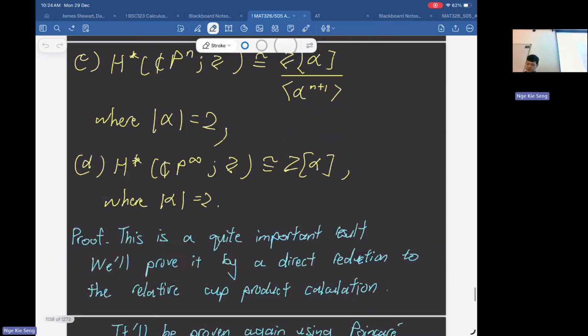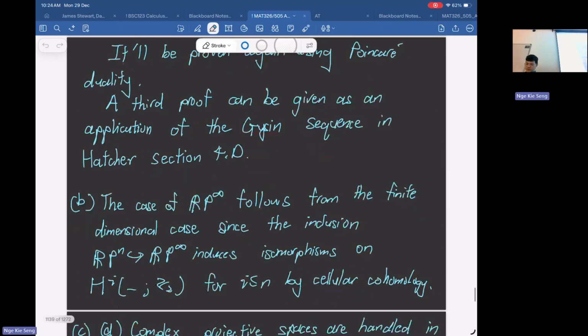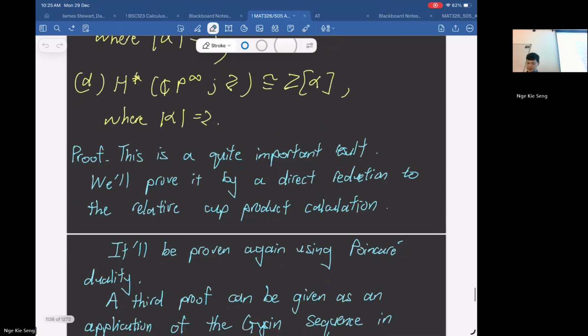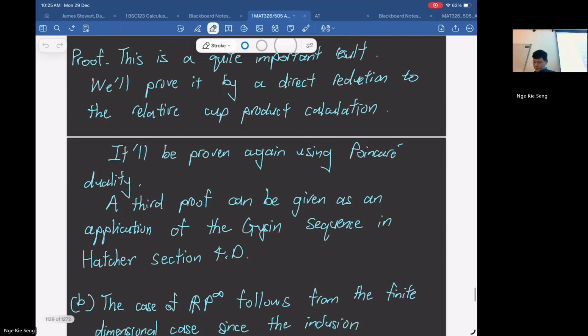Yeah, why is this proof so long? There are actually several proofs. One is you have to compute using cup product, actually relative cup product, or later you can use Poincaré duality, or you can use a more sophisticated tool called the Gysin sequence.